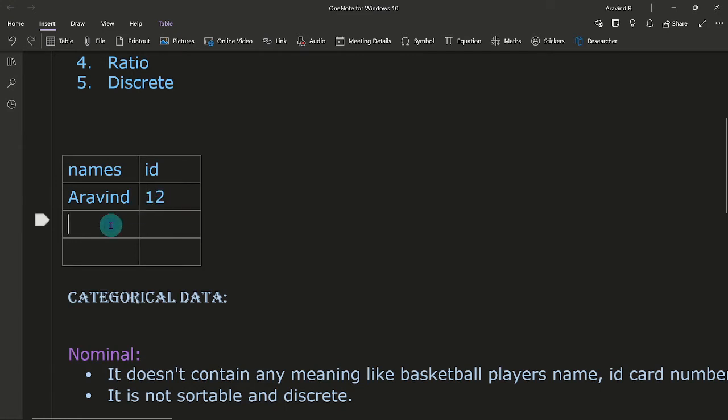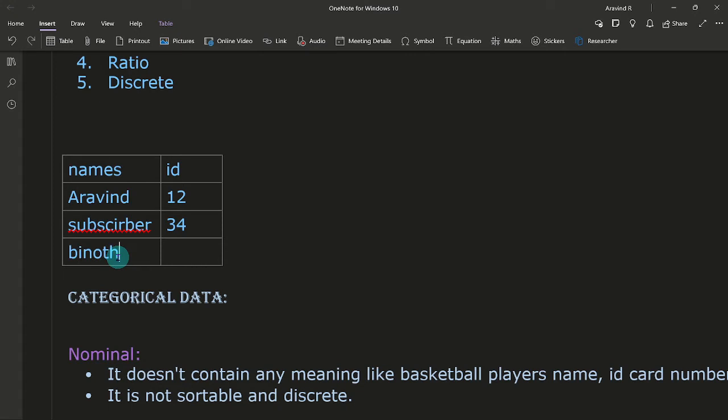The second name is Subscriber, and the ID number is 34. Then Vinod, and the ID number is 32. So here we have a table with two features, names and ID. Here the name Aravind is categorical data, and its ID number is 12.